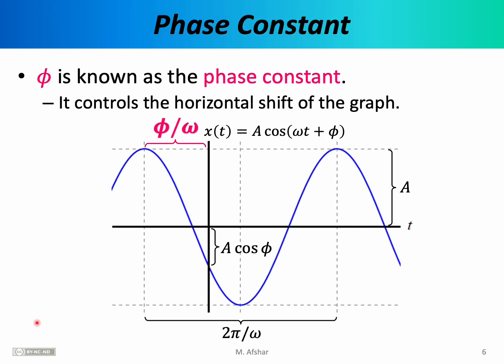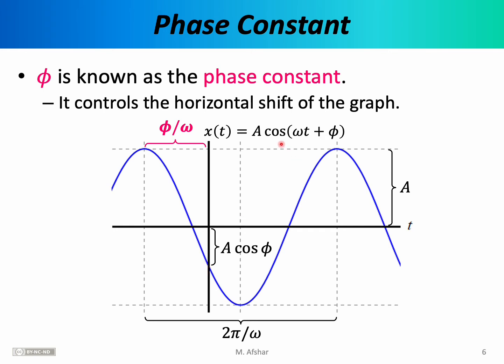The third important parameter in this context is phi. Phi is known as the phase constant. The phase constant controls the horizontal shift of the graph. In other words, the phase constant basically tells you the starting point of the graph.